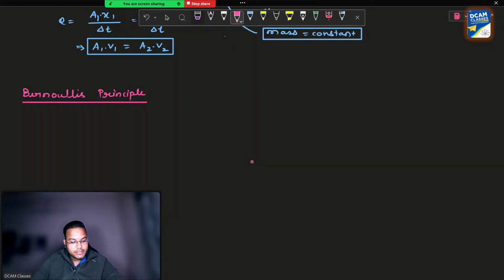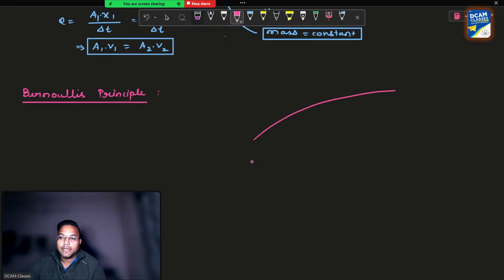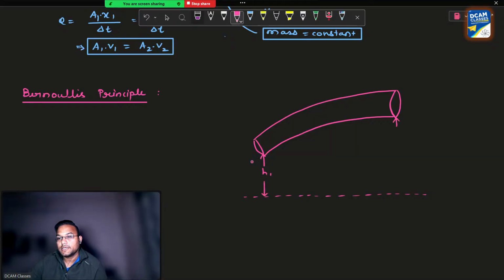Bernoulli's principle is also very interesting. Bernoulli's principle is actually based on the work energy theorem. Let me draw it. The statement is, if I draw a pipe like this, suppose this is a reference line, it's at a height h1, this is at a height h2.